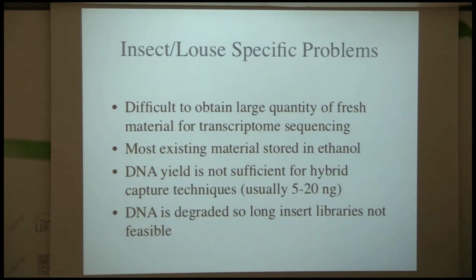There are also some insect or louse specific problems that we have, and the same is true in mites. It's difficult to obtain a large quantity of fresh material that we might want to use in transcriptome sequencing, say sequencing all the expressed genes, which is a popular approach. Most of our material is also stored in ethanol, which completely degrades RNA, but also degrades DNA into smaller fragments. And from a single louse, we do not get much DNA, 5 to 20 nanograms, so it's not so optimal for hybrid capture or UCE type approaches. And because it's in ethanol, the DNA is degraded, so it's also difficult to make very long insert libraries that we might like to make for total de novo genome assembly.